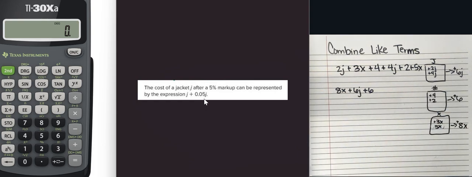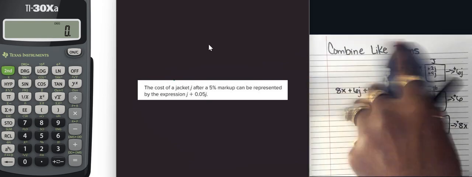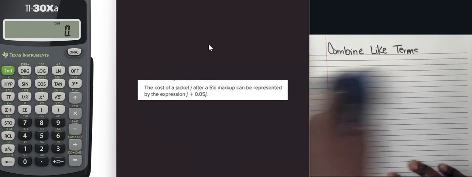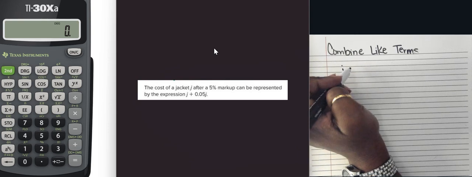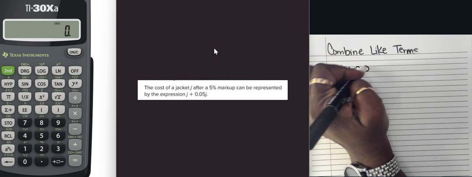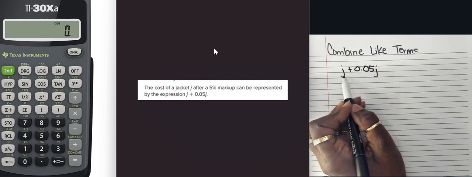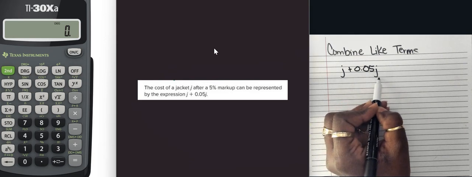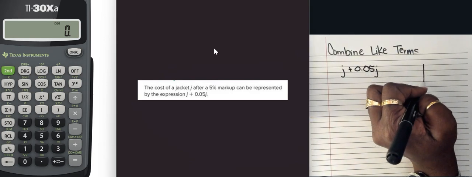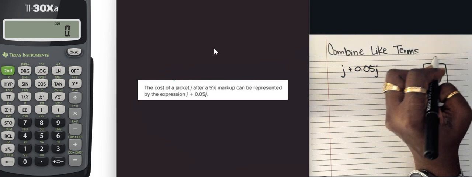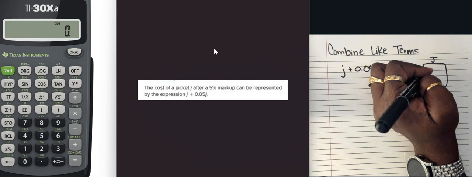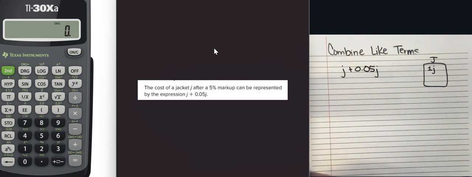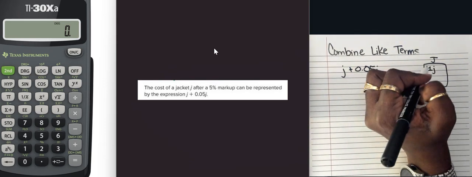So let's solve our first example to see how that would look. They tell us the expression is J plus 0.05J. So notice we have the same variable. They're raised to the same power, which means they will both go into the J bin. So we're going to say this is J. We have a J, but there's no number next to it. So remember, if there's no number next to it, we know that means there's one J there, and that's positive.